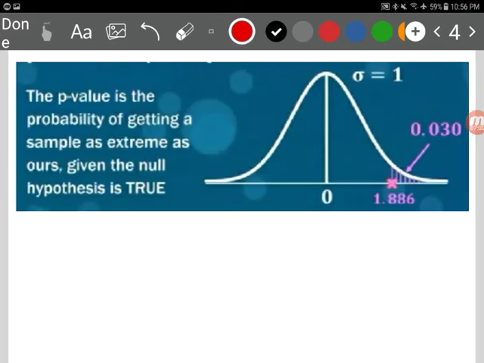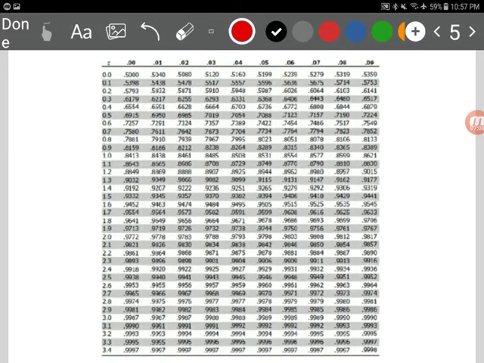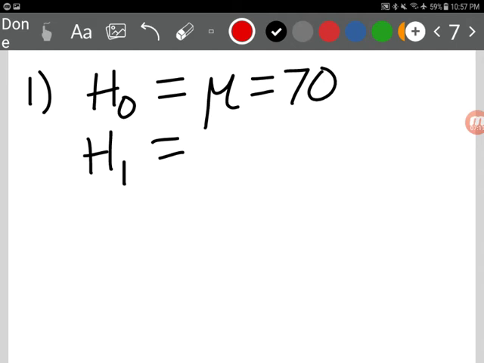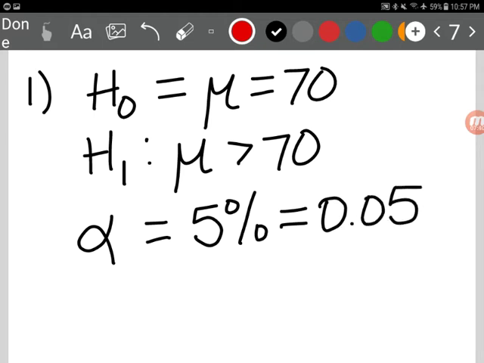Our alternate hypothesis is the information that was given in our reading. If we go back to the reading, it said that the mean monthly account is greater than $70. So that lets us know that our alternate hypothesis is the mean is greater than $70. And our level of significance, we already identified that, is 5%. I want to go ahead and convert that to a decimal, which is 0.05.